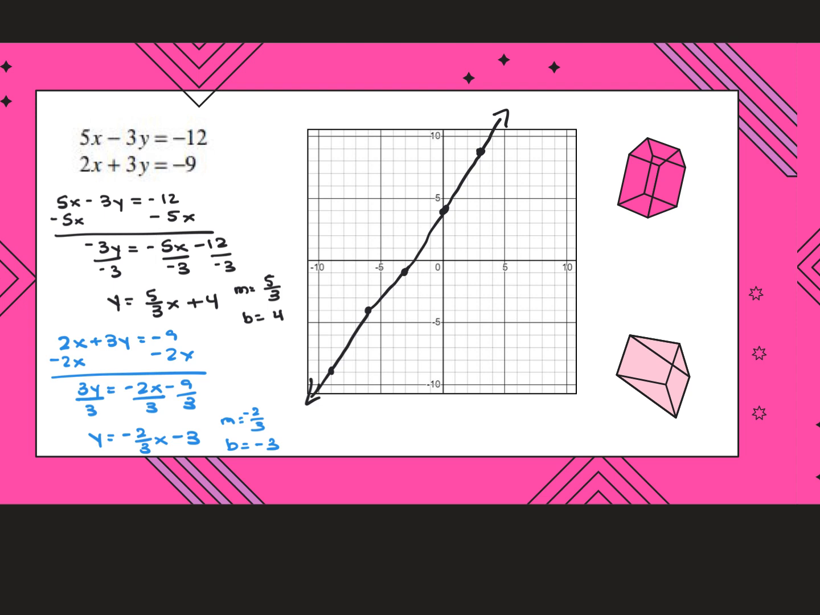All right, so we're going to start at -3. And we're going to go down 2 and to the right 3. Down 2 to the right 3. Do the opposite, up 2 to the left 3. All right, we can definitely see we have an intersection, which means that is where our solution is. So our solution is going to be (-3, -1).